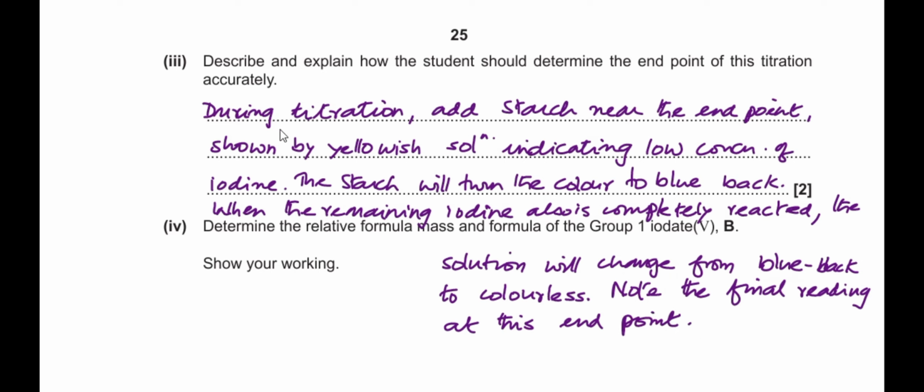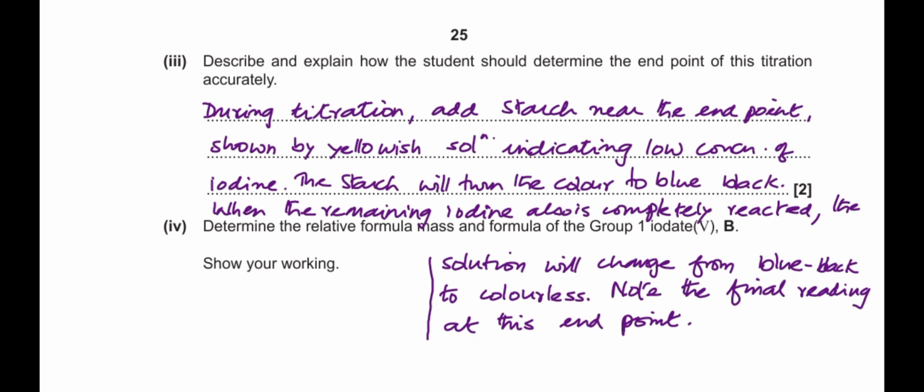So let's read this once again. During titration, add starch near the end point shown by yellowish solution indicating low concentration of iodine. The starch will turn the color to blue-black. When the remaining iodine also is completely reacted, the solution will change from blue-black to colorless. Note the final reading at this end point.